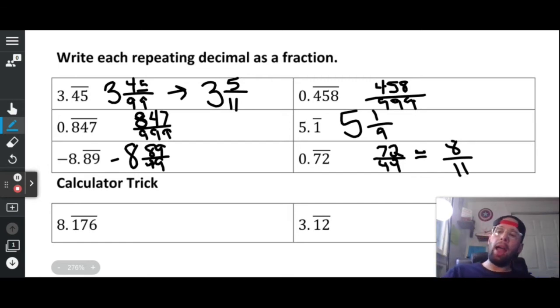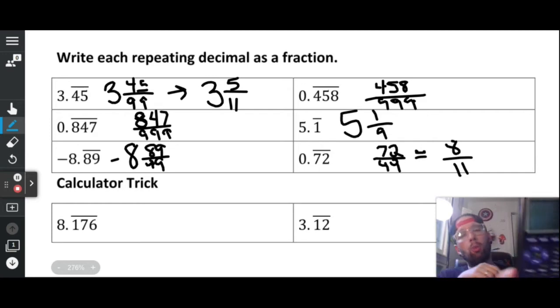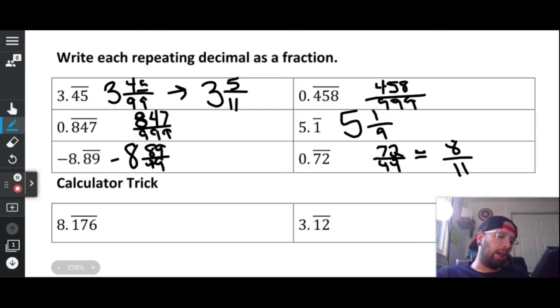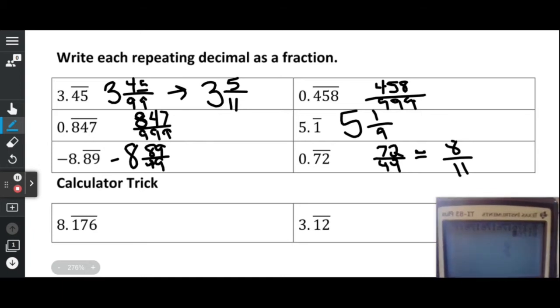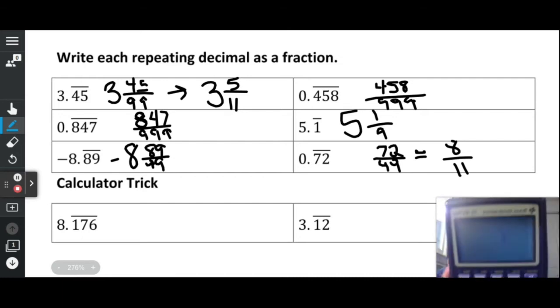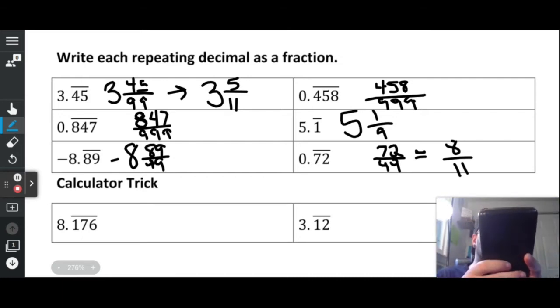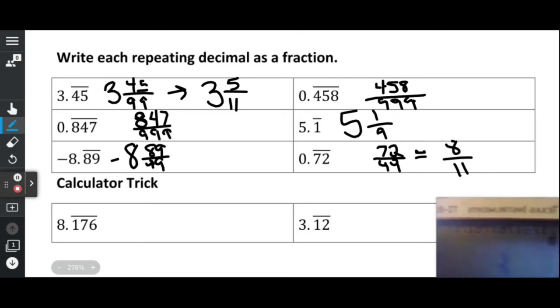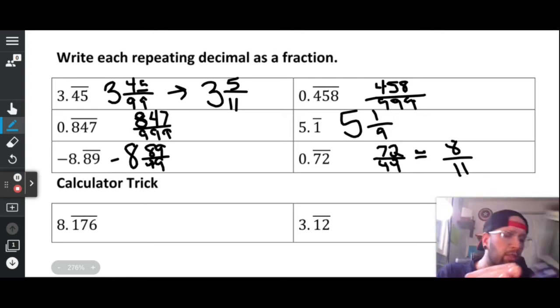You ready? I have 8.176 repeating. So this is what I'm going to do. I'm going to type out 8 point, and it's 176 repeating. I'll type 176 until I get to the second row. Okay, I'm going to hit enter. And actually, don't do the whole thing. Let's just do the 176. So point 176, 176, 176, 176, 176.